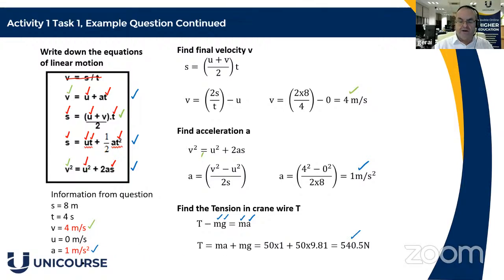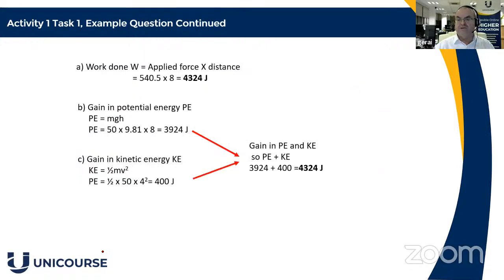So I'm just going to go back and change my pen before we go to the next page. Back to red so I can see it better. So we'll go over onto the next page. And now we're really answering the question. So the work done is simply the applied force times the distance moved. So the applied force was 540.5 times the 8 meters, and that gives us 4,324 joules of energy required to lift that weight.